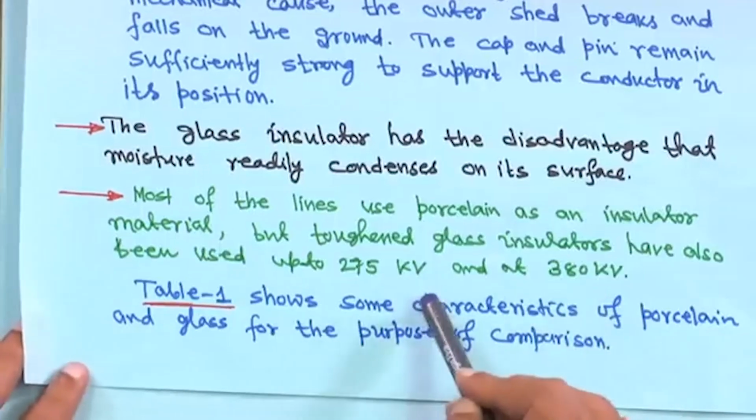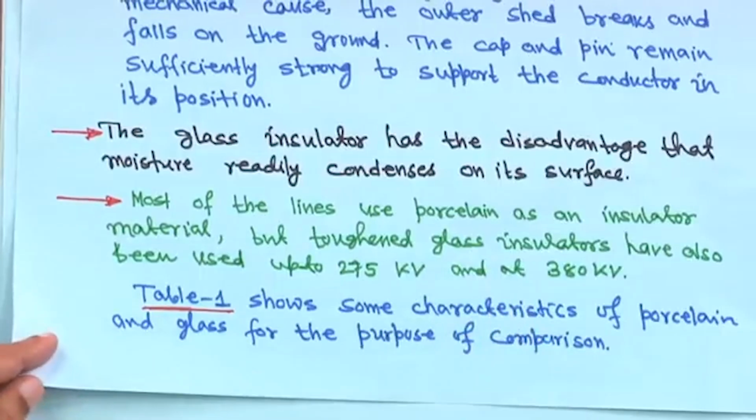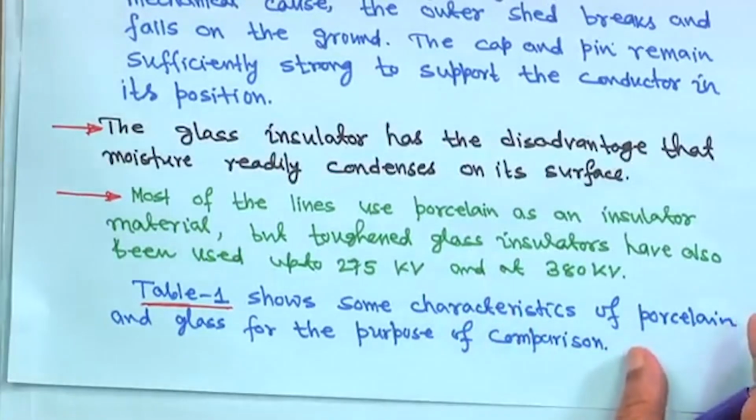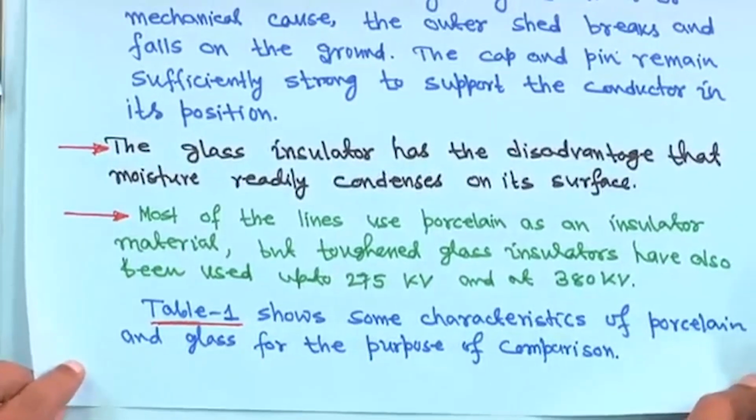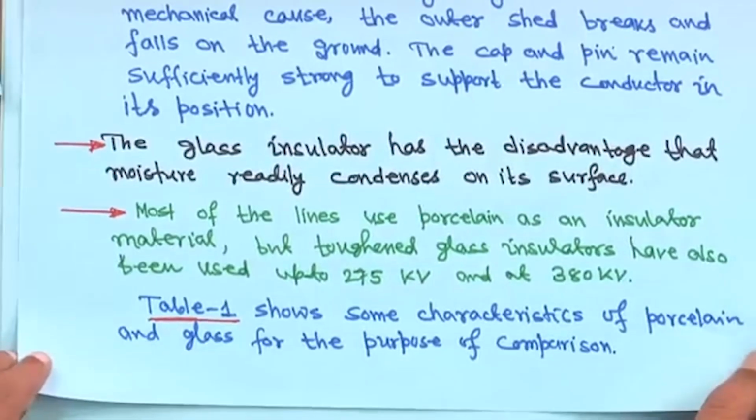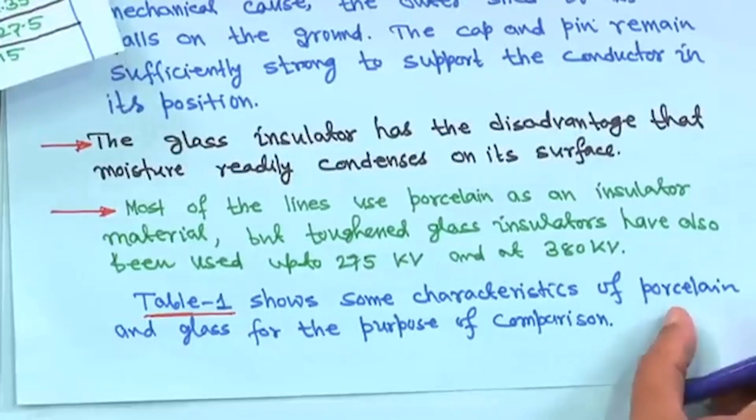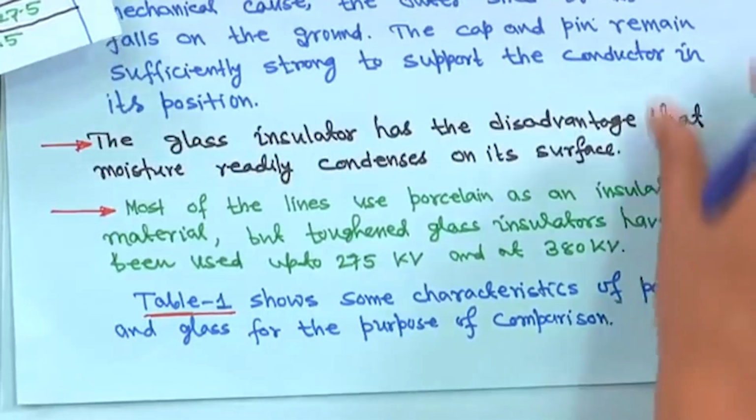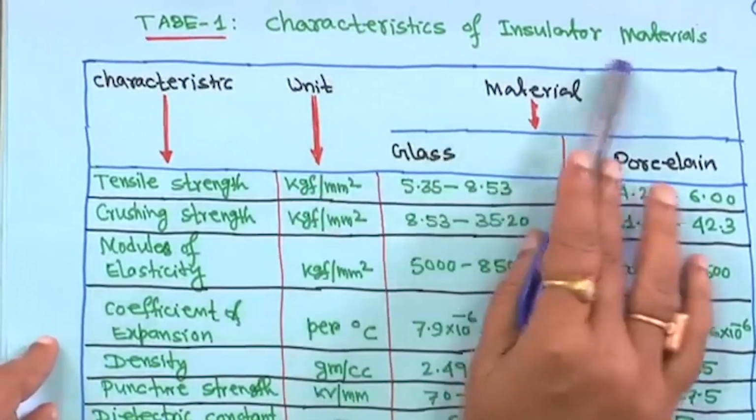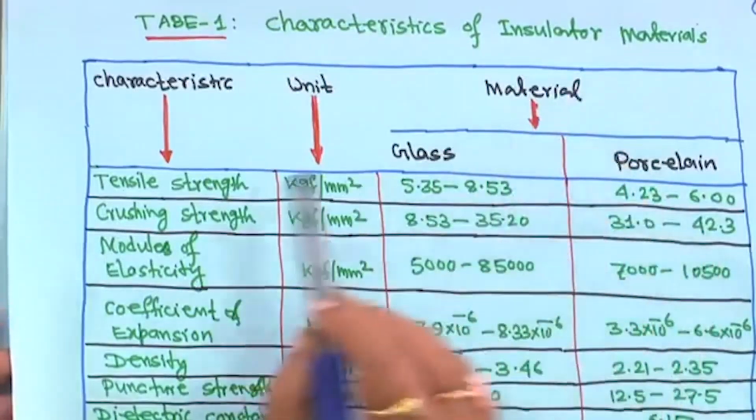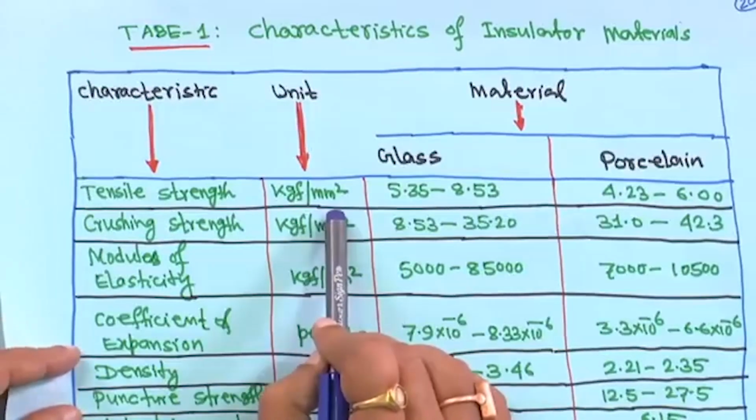I mean in general above 220 kV lines the toughened glass insulators are used. But in general, for the rest you will find that they are mostly porcelain, whatever I have seen here and there, porcelain made insulators. Now, table 1 shows some characteristics of porcelain and glass for the purpose of comparison. This table gives the characteristics of insulating materials. This one is the characteristic tensile strength, in kg force per millimeter square.